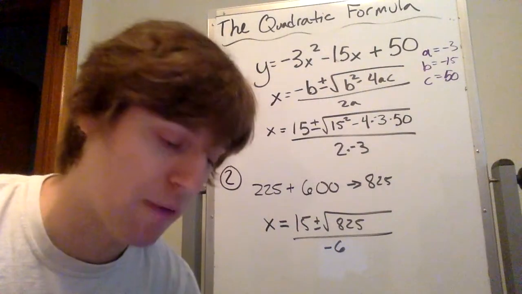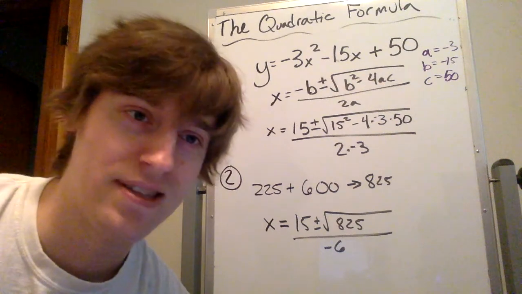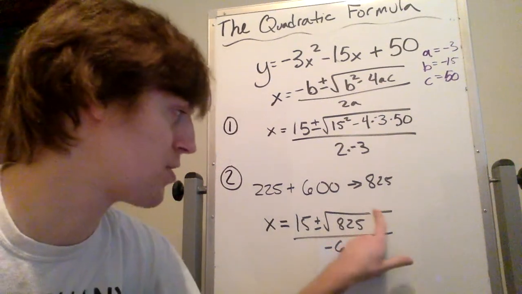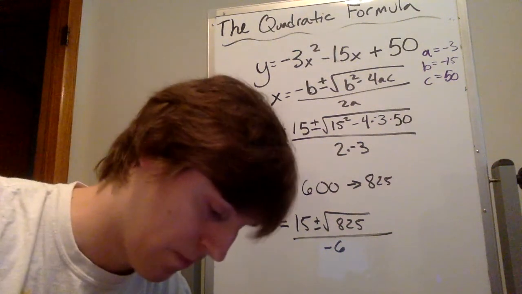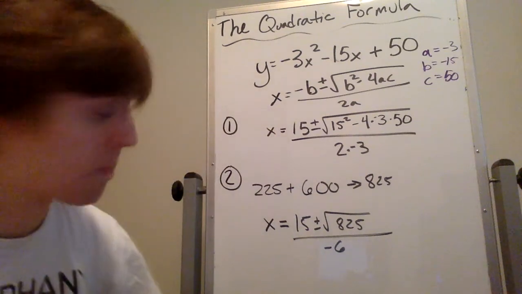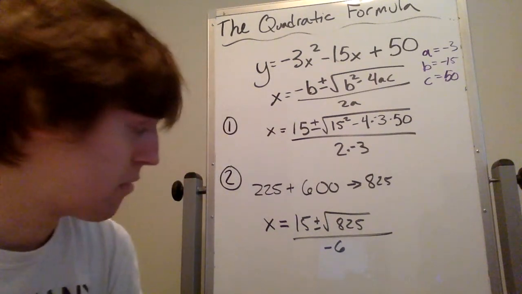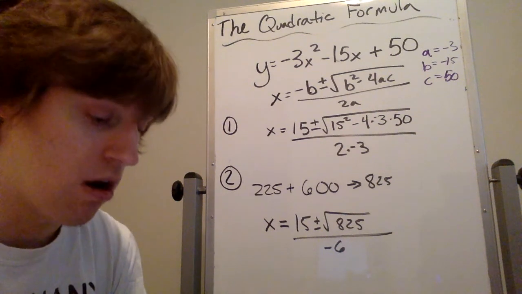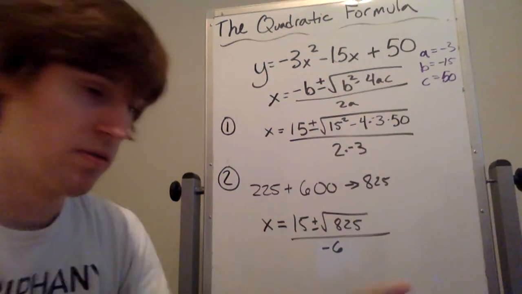If you remember my rock story with Mickey and all of his thieving skills, irrationals can't be written as fractions, so that would mean it's not possible to factor the square root of 825. That doesn't work out nicely at all. I got a really gross number, so we have two options.